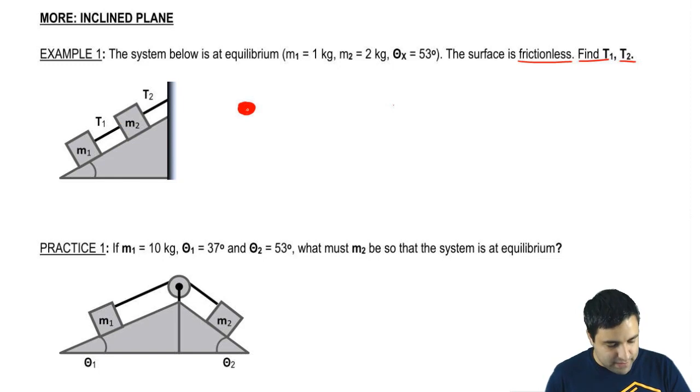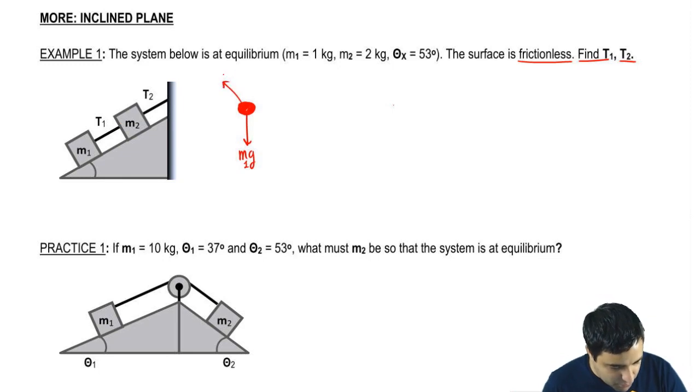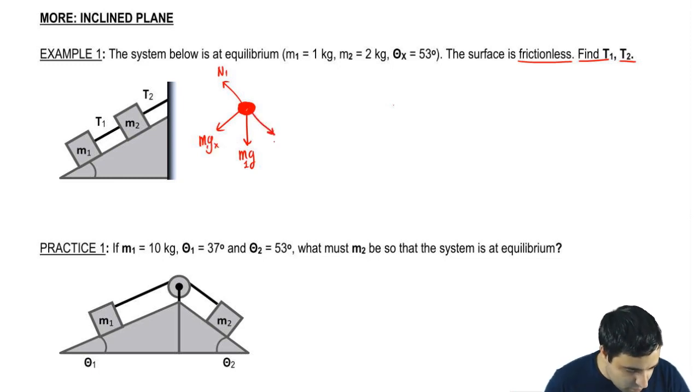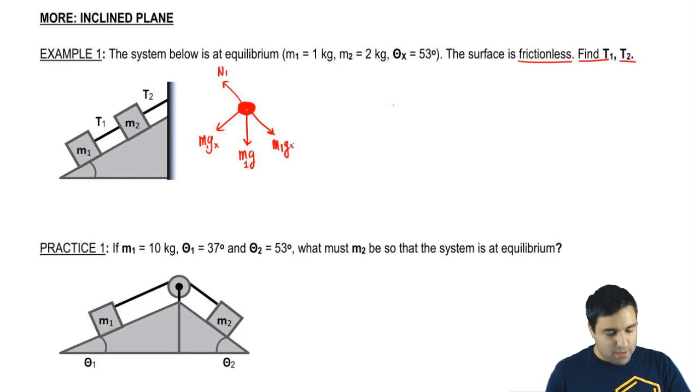And what are the forces? mg down. Let's call this m1g. This is normal of the first block, so normal 1. This here down the plane is m1gx, and this here is m1gy. And then I have tension 1 right here. This is the first object.